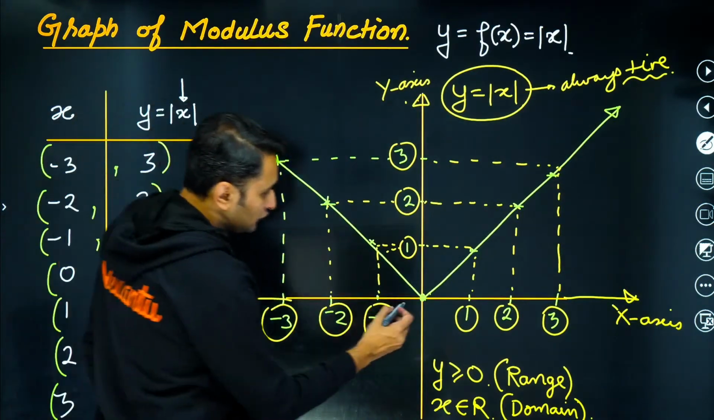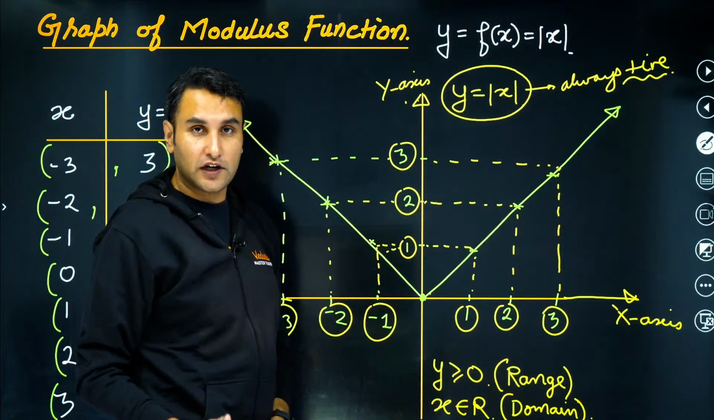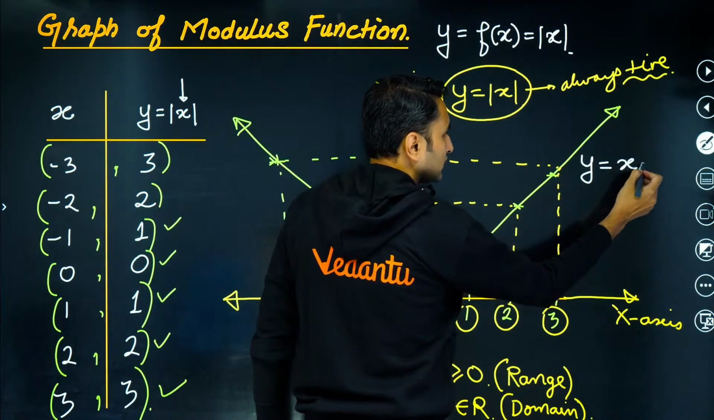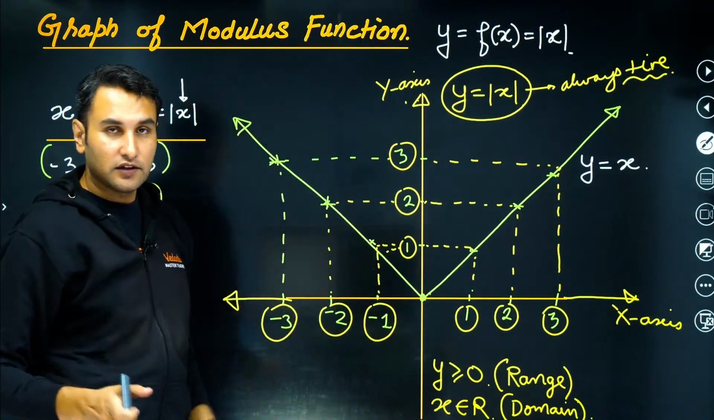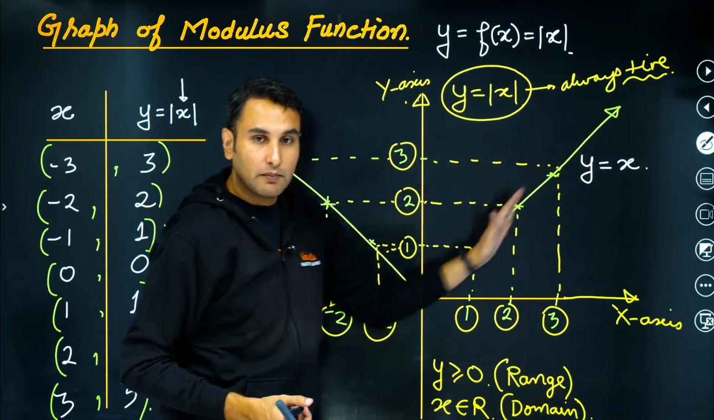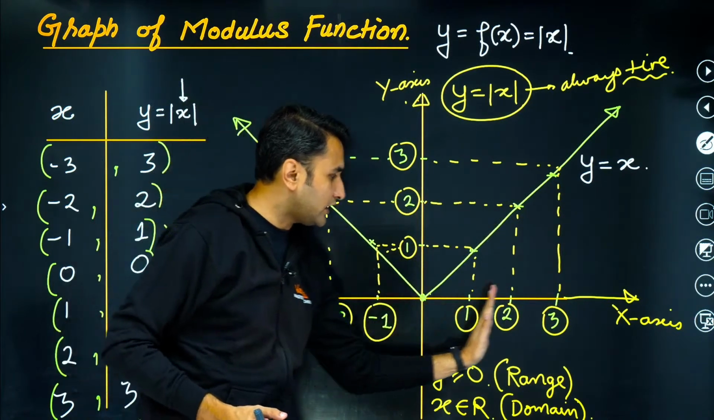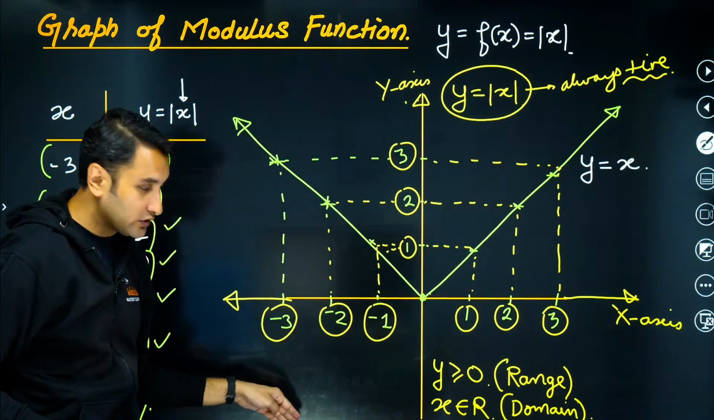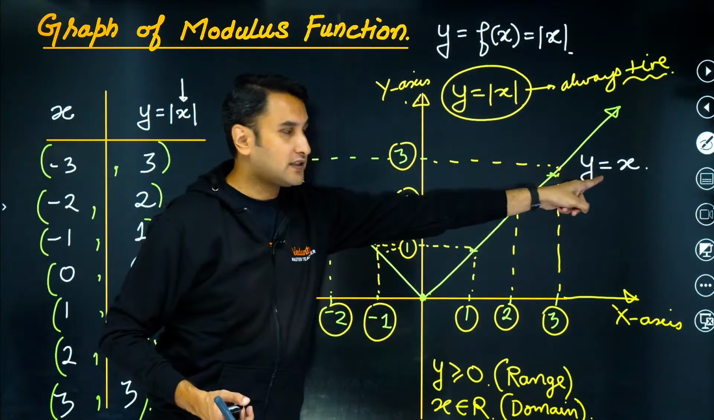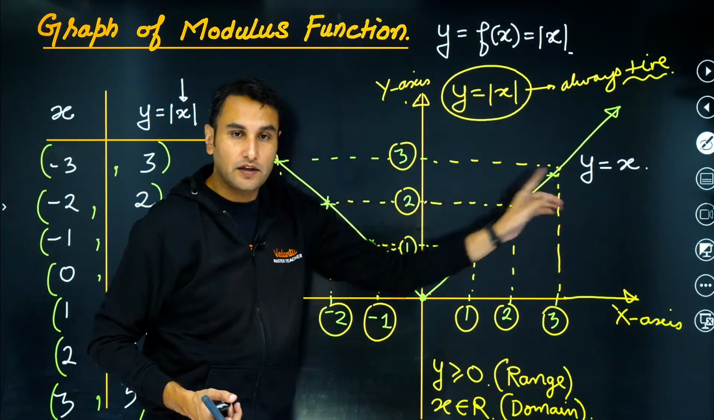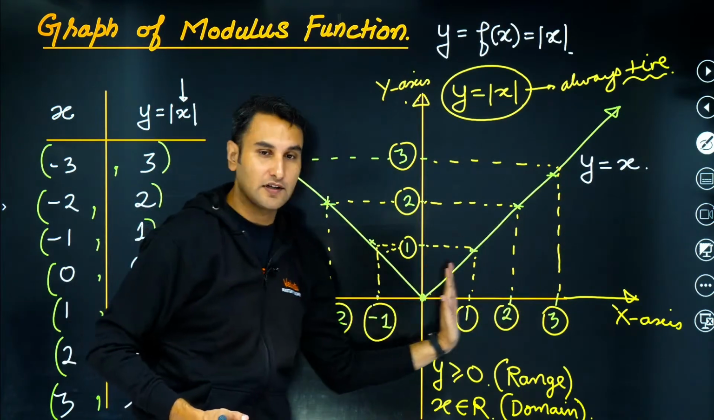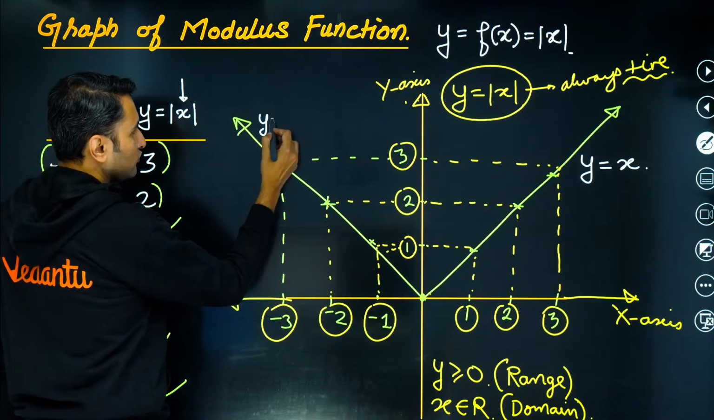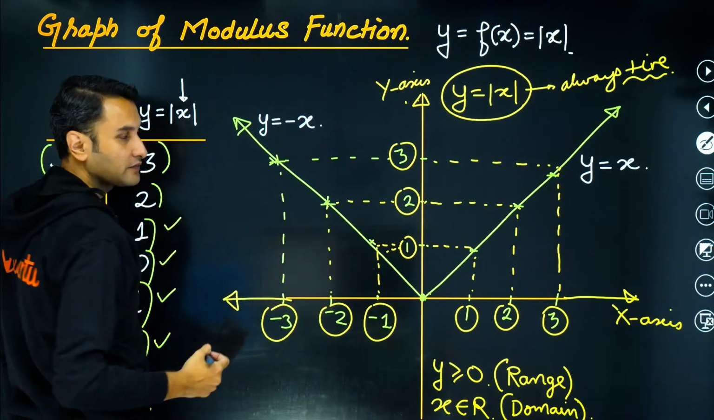So see, if you look at this graph, if you have learnt a bit of straight lines in your class 9th and 10th, this is the graph of y equal to x. A straight line with the slope 1. But this line is restricted only to the positive side of the x-axis. This line is not going down here because this is defined only for the positive side of the x-axis, right? But this, which is y equal to minus x.